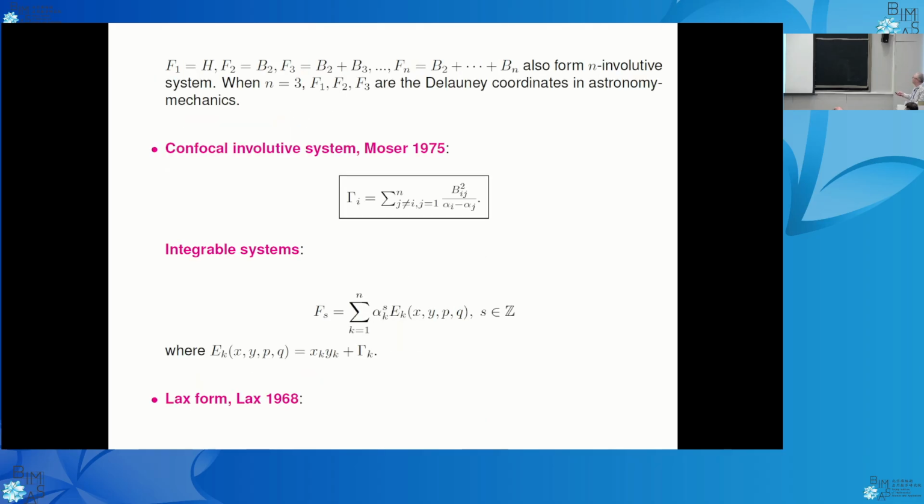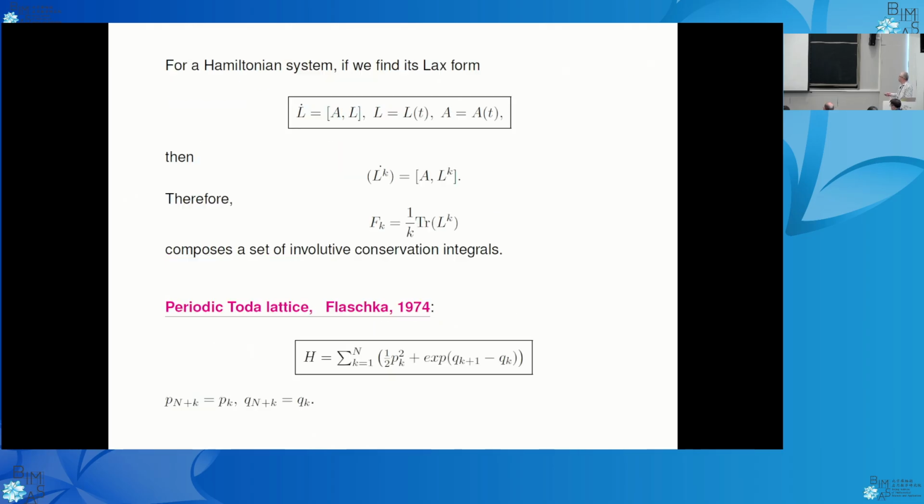And we have more. Also based on that, Moser in 1975 had this condition, which is called the confocal system. You can verify those functions formed by E_ij, E_k defined by x_k, y_k plus gamma_k, defined as this function. This is not a gamma function, I'm sorry; it is just notation for the confocal system. So what is the relation to the Lax pair? The Lax pair is, of course, by Peter Lax. So this is a Lax pair, where A is a matrix and L is also a matrix.